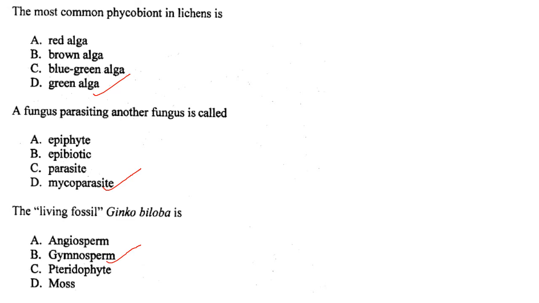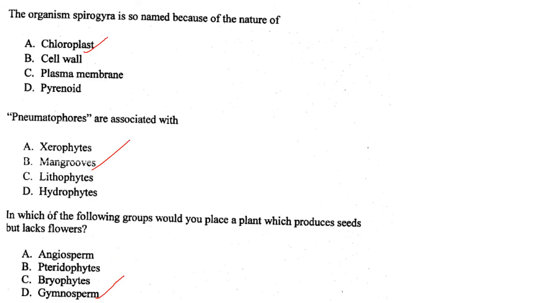The living fossil Ginkgo biloba is. It is a gymnosperm. Answer is option B. The next one. The organism Spirogyra is so named because of the nature of its chloroplast. It is spiral. So answer is option A. Pneumatophores are associated with. They are found usually with the mangroves. Answer is option B. In which of the following groups would you place a plant which produces seeds but lacks flowers? So those which produce seeds but lack flowers are gymnosperms. Answer is option D.